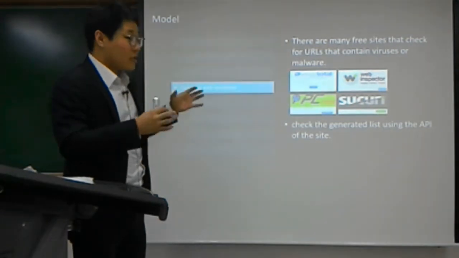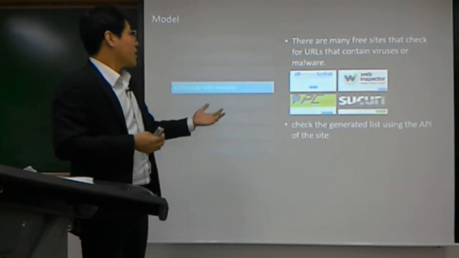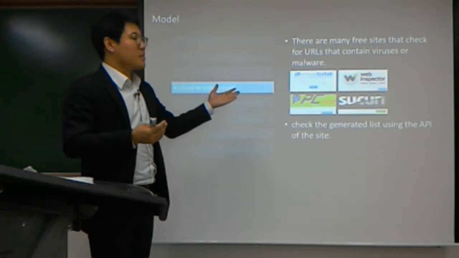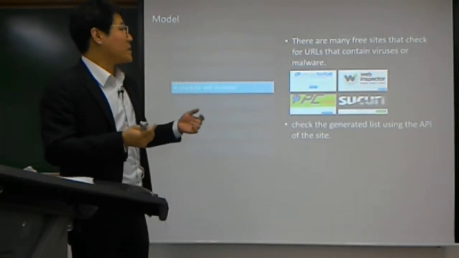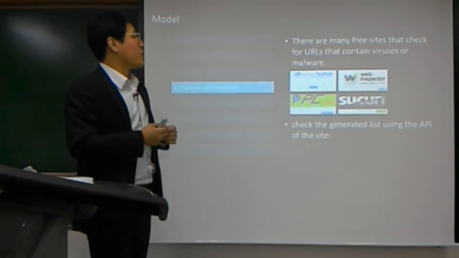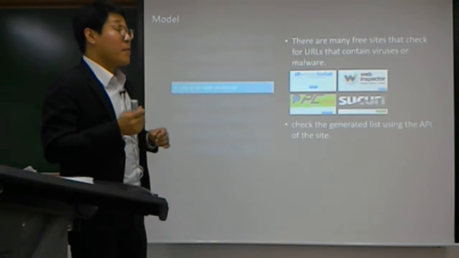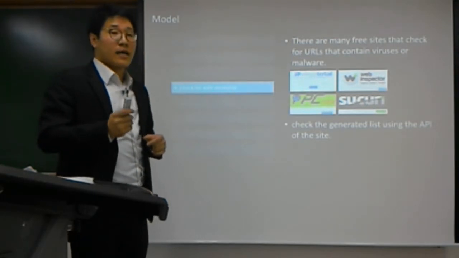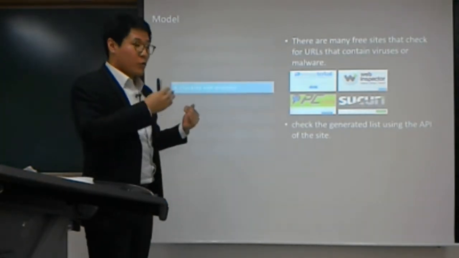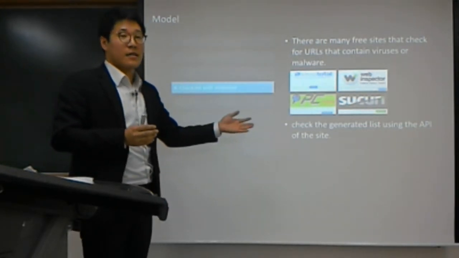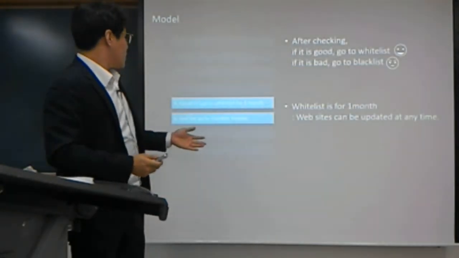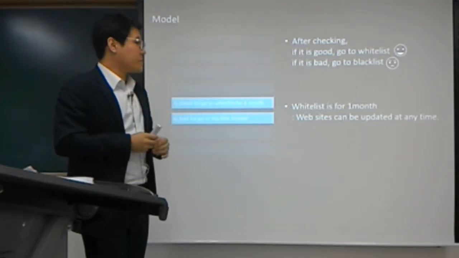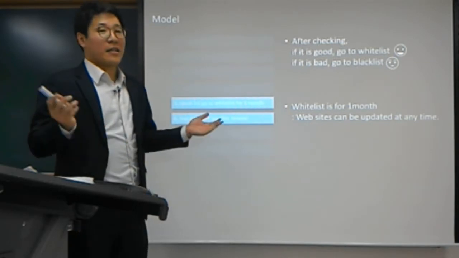Then we send the list to some free sites that check for malicious URLs or viruses. There are many free sites that check for URLs containing viruses or malware, and we check the generated list using the API of the site. Using the API, we can check automatically. If a URL is good, it goes to the whitelist. If bad, it goes to the blacklist. The whitelist is for one month, because websites can be updated at any time.